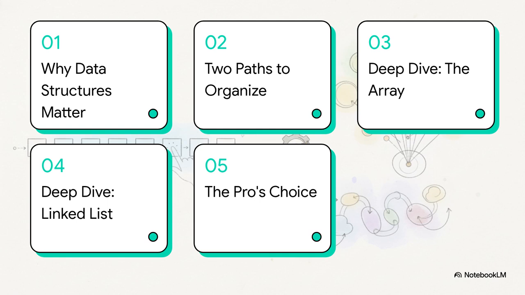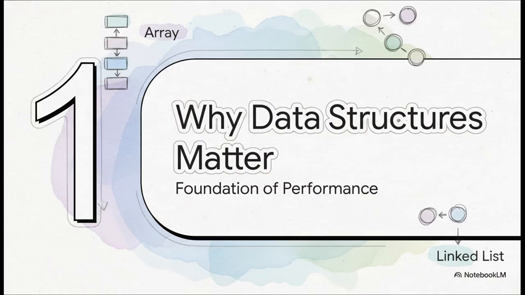Here's how we'll break it down. First, we'll cover the big why this stuff matters at all. Then, we'll look at the two main ways to organize data. After that, we're going to do a deep dive into two of the most fundamental types out there: the array and the linked list. And finally, we'll bring it all home to see how the pros make the right call for the job. Okay, so first things first, why should we even care about how data is stored?